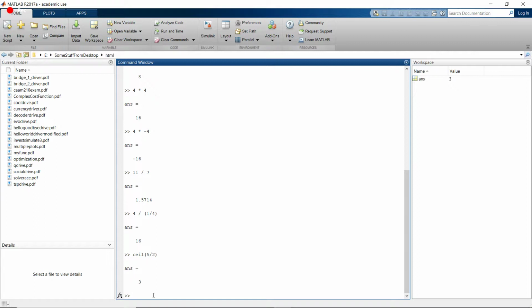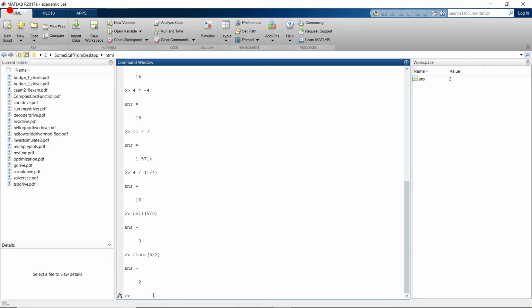Another one of these functions that MATLAB has built in is floor, and it does the exact opposite of ceil. Instead of rounding towards positive infinity, it rounds towards negative infinity. So if we do the same problem, it'll do 2.5, and then round towards negative infinity, which gives us 2.5 to 2. So it gives us 2.